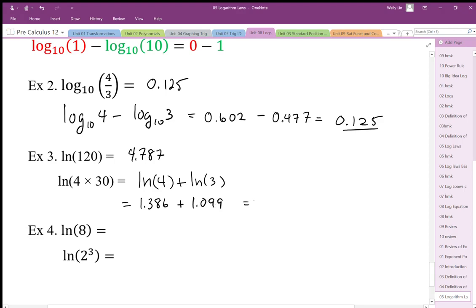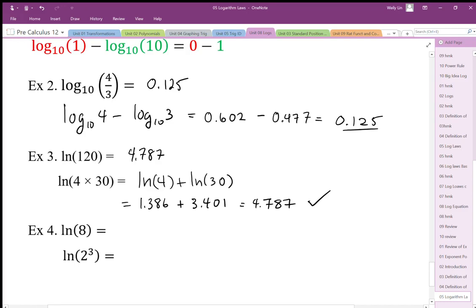And when I add those two numbers together, this is wrong, because I have to use the right argument. I did log of 3. It should be log 30. So log base e of 30 is equal to 3.401. Adding those together, I get 4.787. Okay, that works.